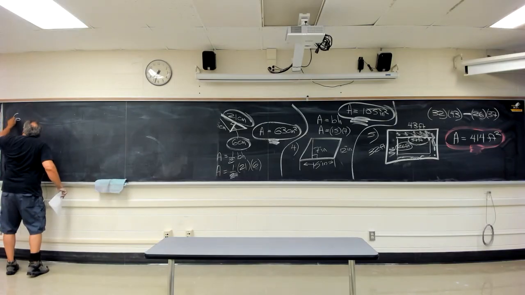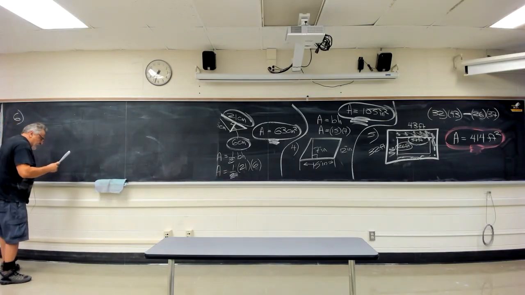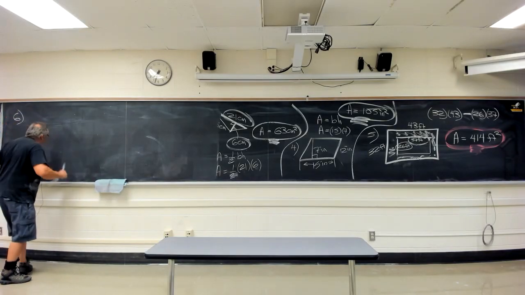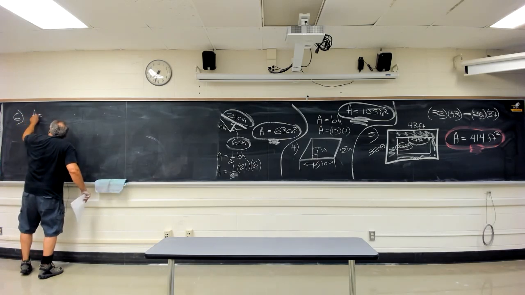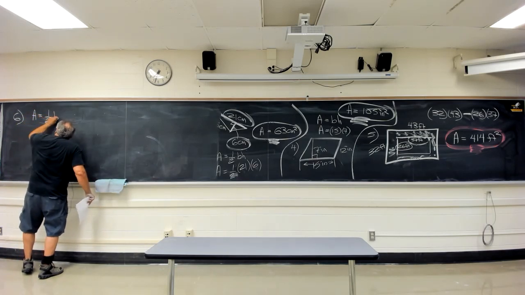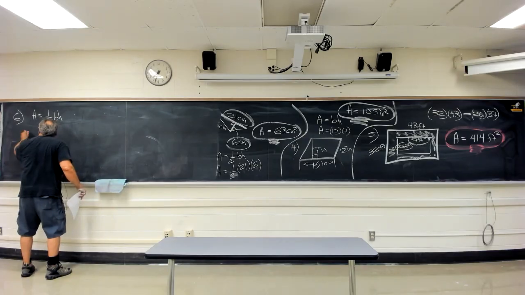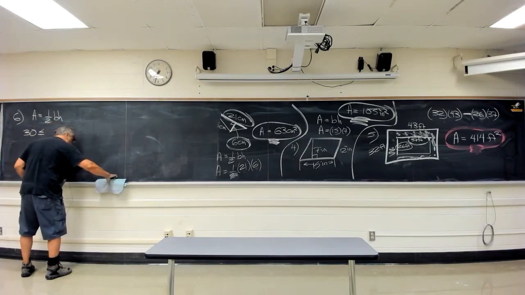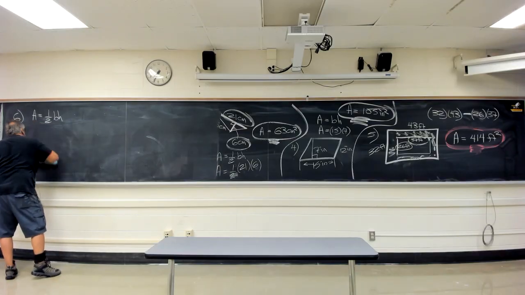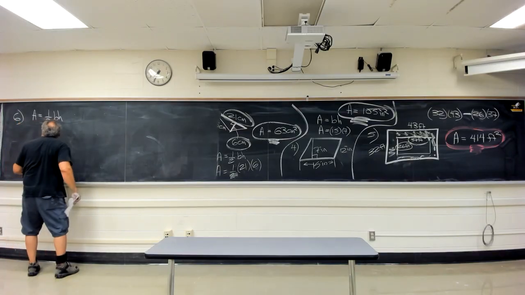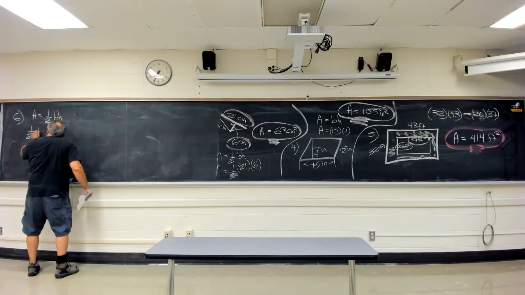Okay, so what they're trying to say here, guys, is probably easier. This is easier done than it is said. It's got to be at least 30 square inches. So area is 1/2 base times the height. The area has to be, let's put it this way, 1/2 base times the height has to be at least 30. So it's 30 or bigger.